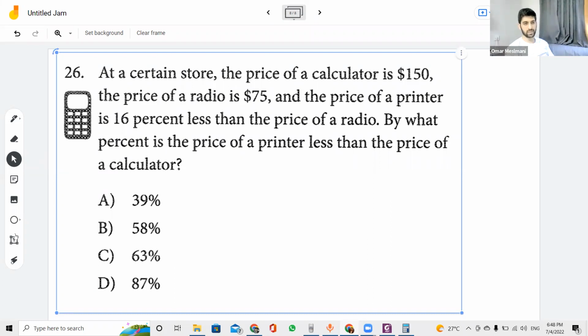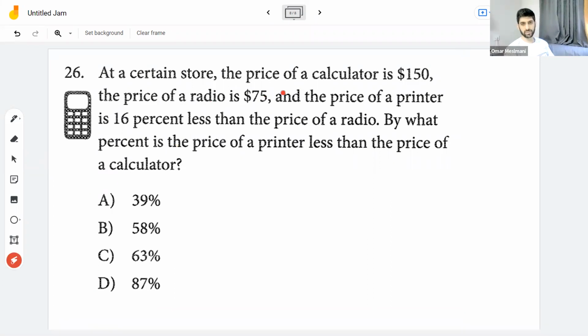Let's do it quickly. What is he saying to you? We have a certain store. The price of a calculator is 150, the price of the radio is 75, and the price of the printer is 16% less than the price of a radio. So I have a missing piece of information, which is the price of the printer. Let's try to find the price of the printer first. The price of a calculator is 150, the price of a radio is $75, and the price of the printer is 16% less than the price of the radio.